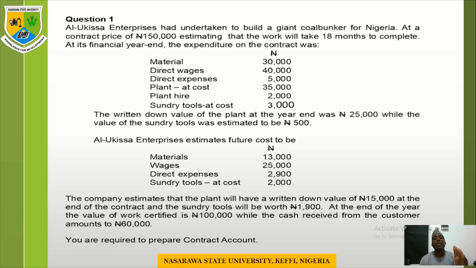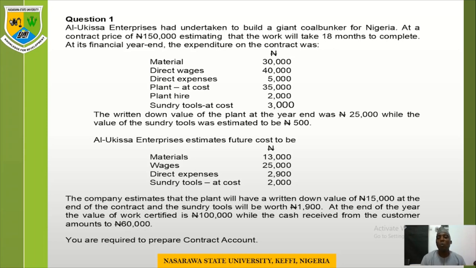However, Alcasa Enterprise's estimated future cost was also given. Materials in future will cost 13,000, wages will cost 25,000, direct expenses will cost 2,900, while sundry tools at cost will also cost 2,000. The company estimates that the plant will have a written down value of 15,000 at the end of the contract, and the sundry tools would be worth 1,900.